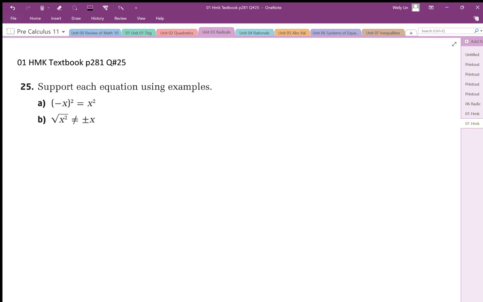Question number 25 says support each equation using examples. So for A, we can show that negative x all squared is equal to x squared. If we just apply an exponent property, we can factor out the negative 1 and square both the negative and the x. We're going to end up with the exact same expression as on the right hand side. So these are always going to be equivalent.